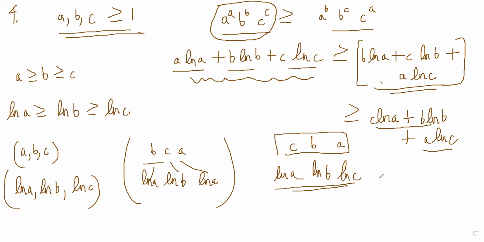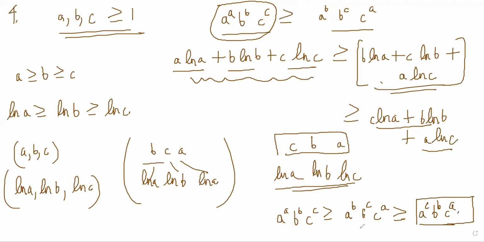So what we can say is eventually A power A, B power B, C power C is greater than or equal to A power B, B power C, C power A, which is greater than or equal to A power C, B power B, C power A. This is the lowest possible value, right? Okay, so this one is done. So we have discussed our rearrangement inequality.